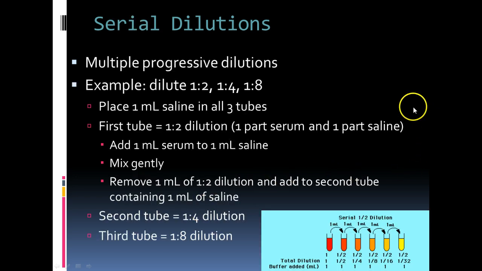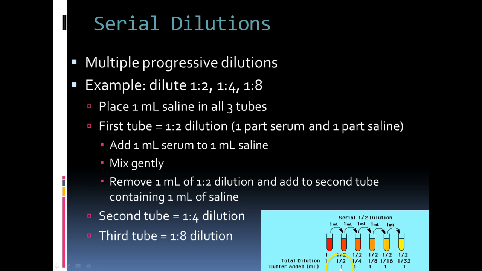Here's the serial dilution that I was talking about in the prior slide. We've done these in class and we'll do them again. We'll do them again in immunology as well. But you have multiple progressive dilutions. An example would be dilute a 1 to 2 and then a 1 to 4 to a 1 to 8.